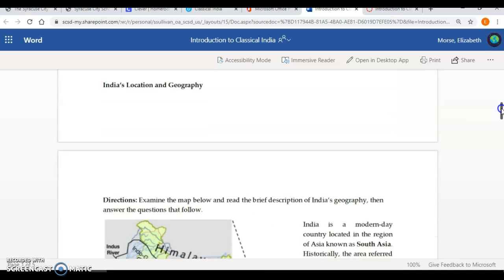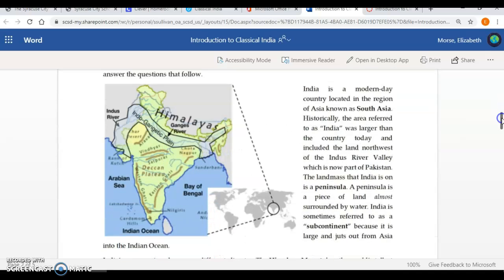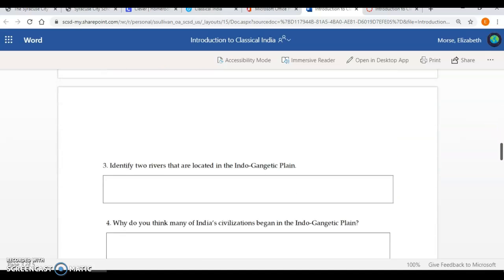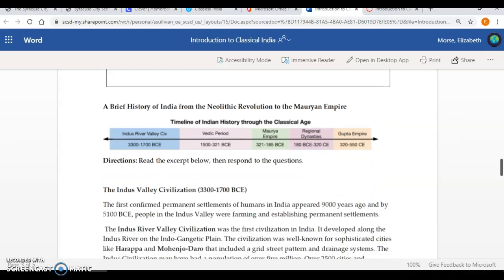Then you're going to look at India's location and geography. You have this map and a short reading. You're going to look at how India juts out into these bodies of water, the Arabian Sea, the Bay of Bengal, and the Indian Ocean. And then you're going to answer these questions below. Go back to the reading if you need help with any of those.